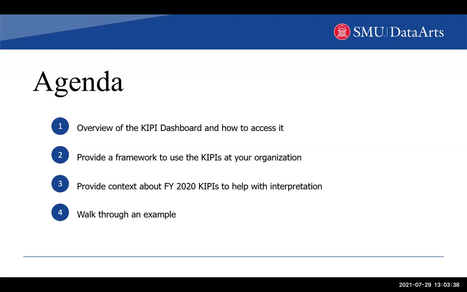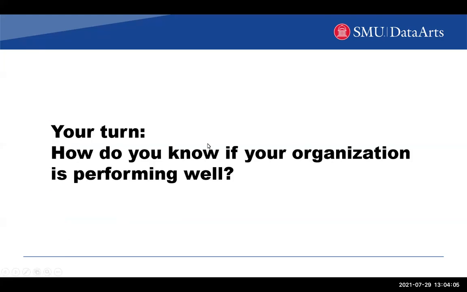So here will be our agenda for today. We'll start with an overview of the KIPI dashboard. I'll explain what it is, what the scores mean, and how to access it. Then I'll walk through a step-by-step framework you can follow to use the KIPIs at your organization. I'll share a little bit of context about what we're seeing in fiscal year 2020 KIPIs to help you with interpretation of this most recent year. And lastly, I'll apply this framework to an example organization so you can get an idea of how this might go in real life.